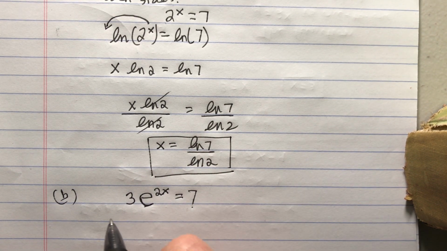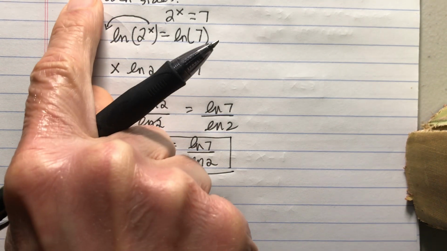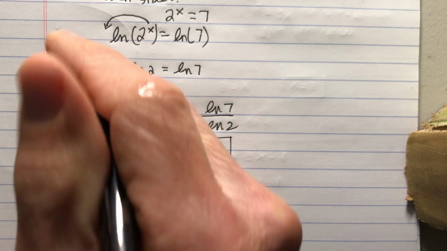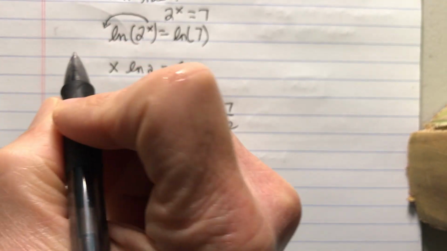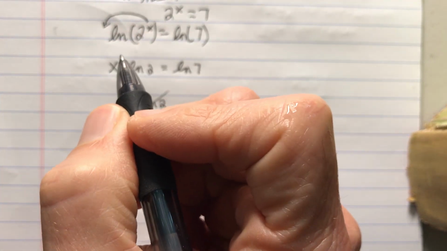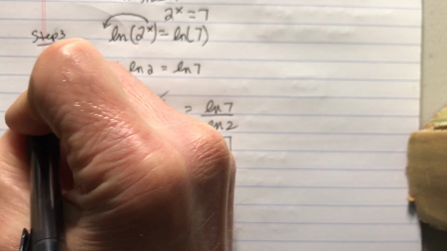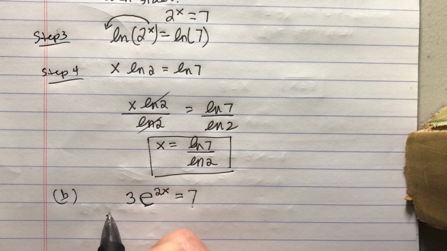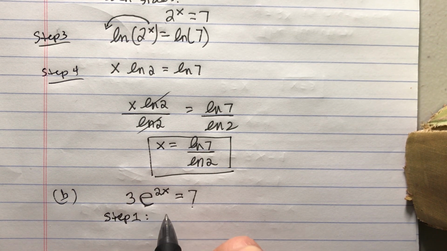The thing is I did step 2, but I didn't write step 3 here, so I should write step 3. Step 3 would bring the x out in front. Step 4, solve for x. Okay, let's just do this. Step 1 is isolate the exponents.